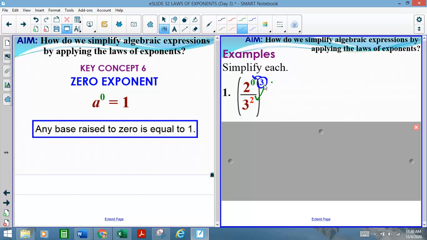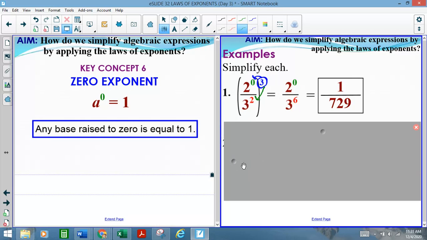So now what's 0 times 3? And what's 3 times 2? So you're going to get 2 to the 0 power over 3 to the 6th power. Then simplify further. Applying our zero exponent rule, 2 to the 0 power is equal to 1. And then 3 to the 6th power, if you just put that in your calculator, is 729. So our final answer here is 1 over 729. Let's do the next example.